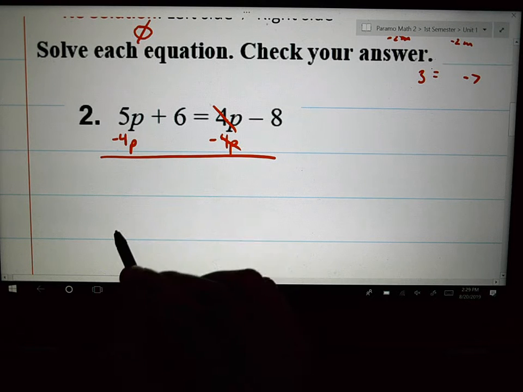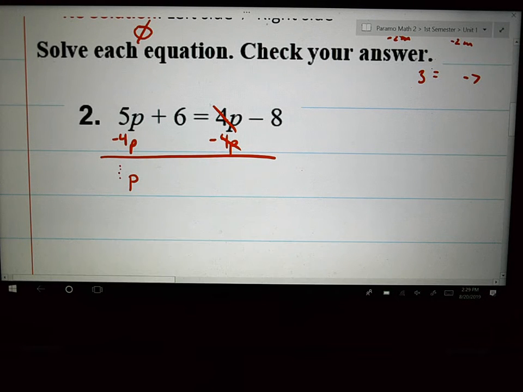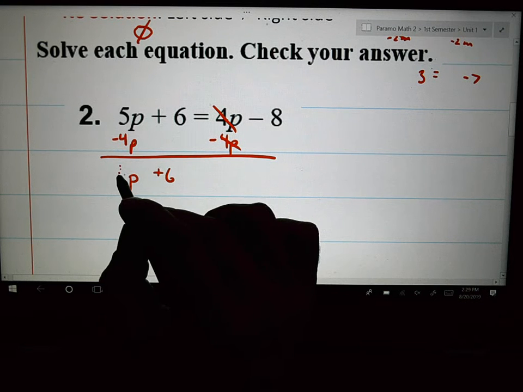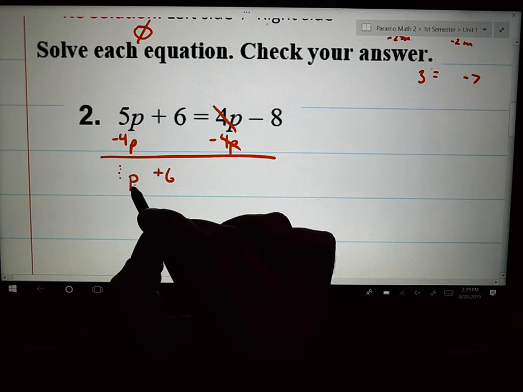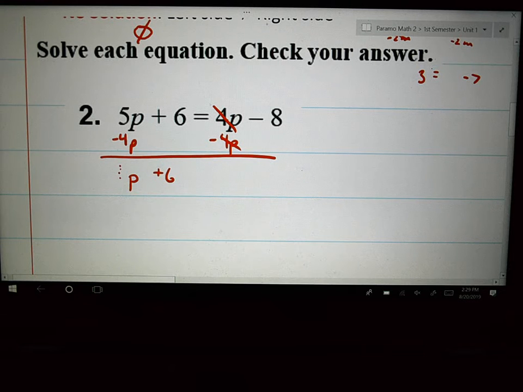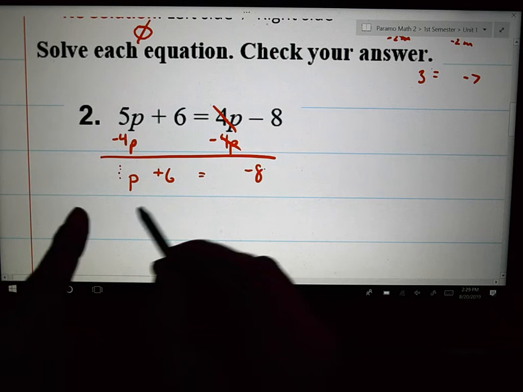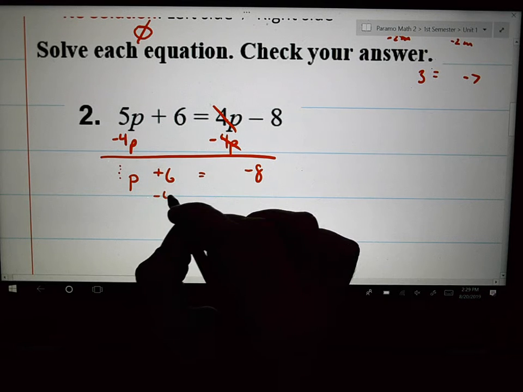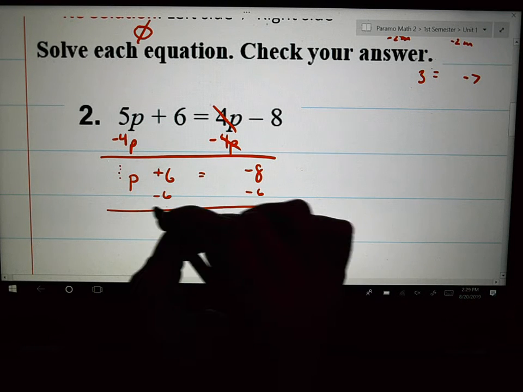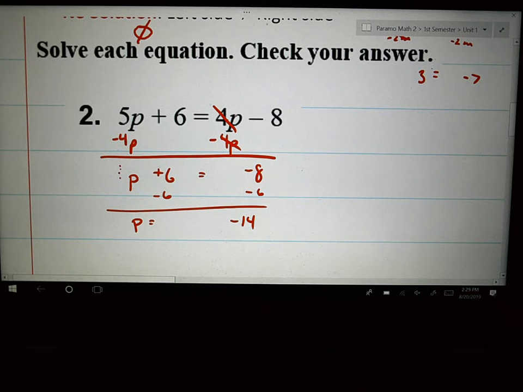5p minus 4p is 1p. Do you have to write the 1? No, because 1 times anything is itself. 1 times 10 is 10. 1 times 100 is 100. 1 times p is just going to be p. And so p plus 6 equals negative 8. If you subtract 6 from both sides, you get that this is negative 14.